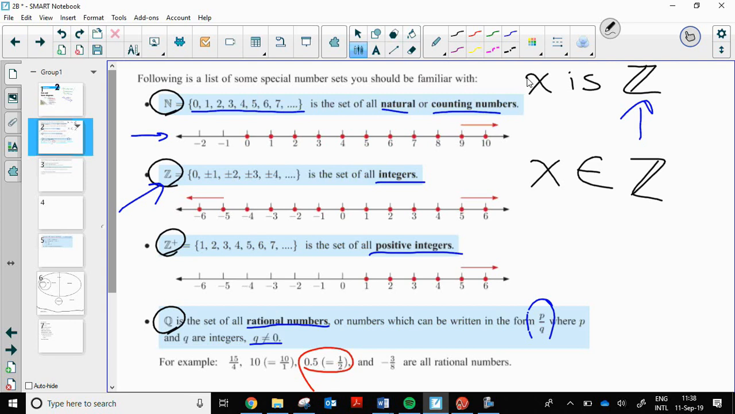If you're interested in where these symbols come from, like why are we using Z and Q? Because the N is pretty obvious, right? That N stands for natural. Okay. The Z comes from the German word for numbers, which is Zahlen. So look at that. Now we're even learning foreign language in this video.